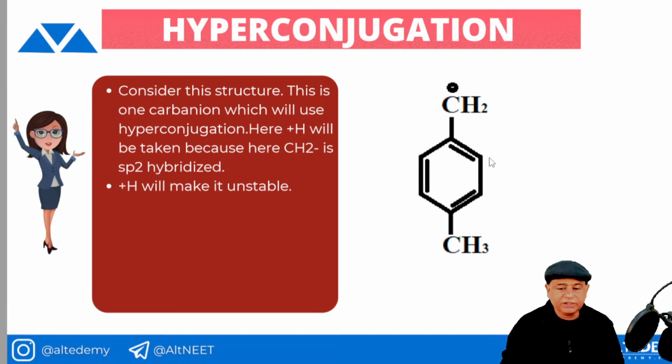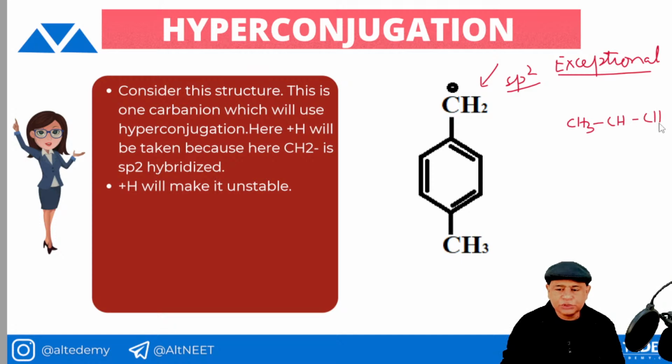And it should be quoted like this. But look at this structure. This structure should be treated as an exceptional structure, and this is counted as an exception. This is one carbanion. Here we have a negative charge. This will use hyperconjugation, and H+ will be taken because CH2 minus is sp2 hybridized. Bear in mind, it is very important. Whenever there is a negative charge which is in conjugation with a double bond, normally what do we do? Like suppose we have CH3 CH CH2 with a negative charge. We say it is sp3 hybridized.